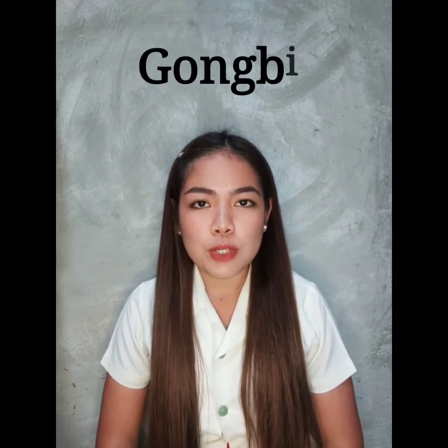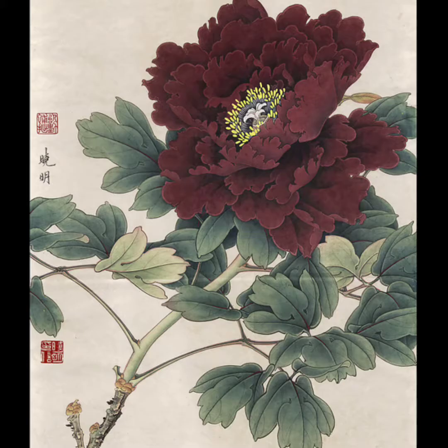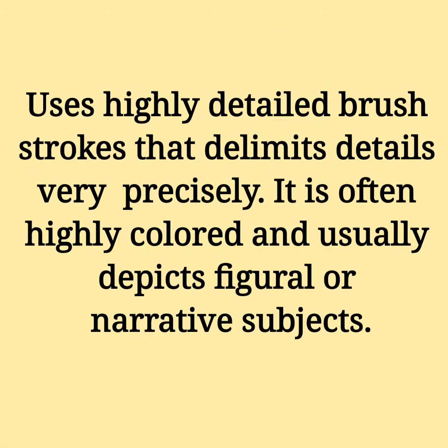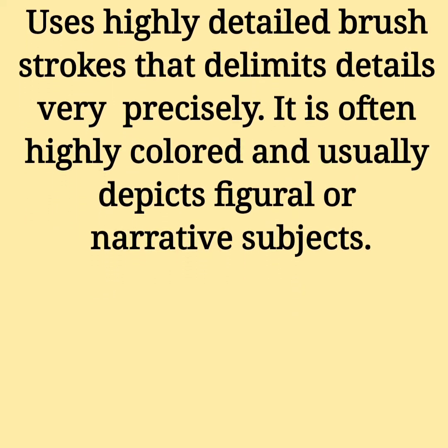There are two techniques in Chinese paintings. The first one is gongbi, which means meticulous, and the other one is ink and wash painting. So gongbi uses highly detailed brush strokes that delimit details very precisely. It is often highly colored and usually depicts figural or narrative subjects. Gongbi is often practiced by artists working for royal courts or independent workshops.